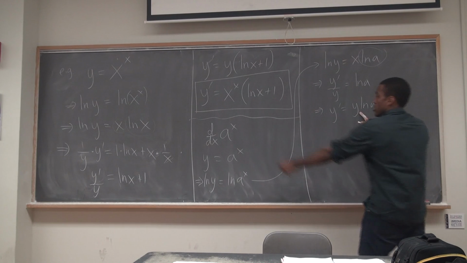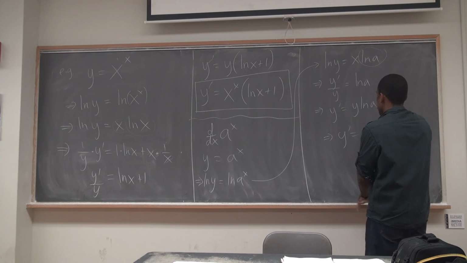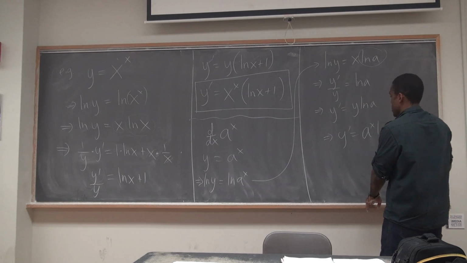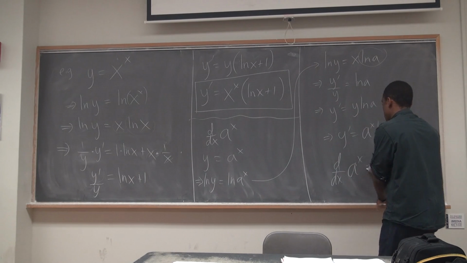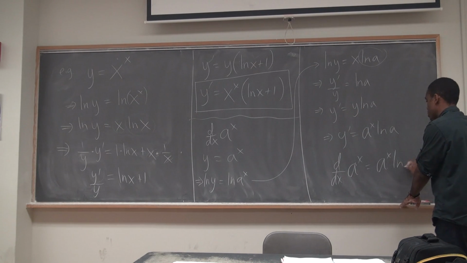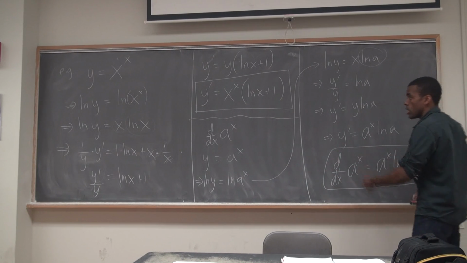But what is the y? It was a to the x. So this means that y prime is equal to a to the x ln a, which now is where the formula came from. The derivative of a to the x is just a to the x ln a. That's where it came from. It was using log differentiation.